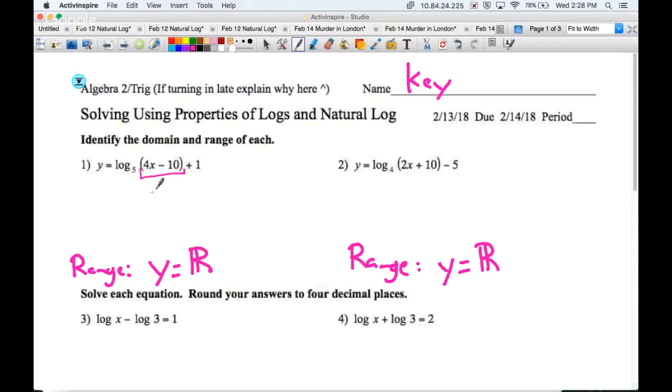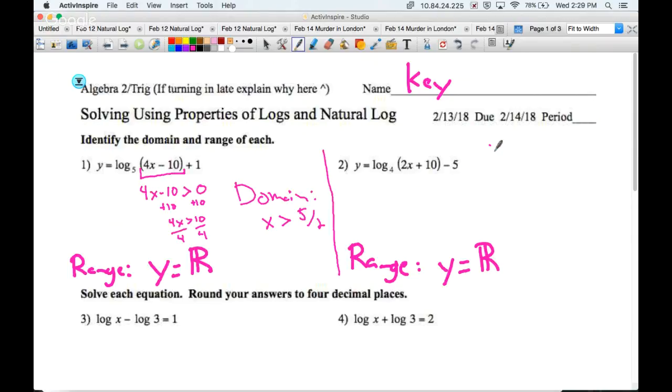So what we can do is just take the argument of this logarithm, the 4x minus 10, and say that it must be greater than 0. That way it will never be equal to 0 and it will never be negative. Let's rearrange this just a little bit by adding 10 to both sides. 4x is greater than 10, dividing both sides by 4, and we get a domain of x must be greater than 10/4 or 5/2 or 2.5.